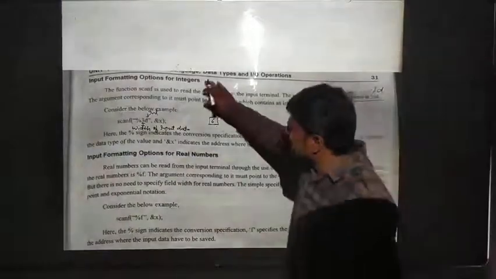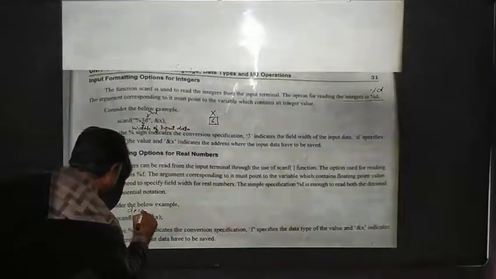Same here. For integers it is %d; for real numbers, decimals, it is %f. Decimal points means for example 2.3, 4.5, 72.37, all like that. Here f specifies the data type of the value, and x indicates the address where the input data has to be stored.